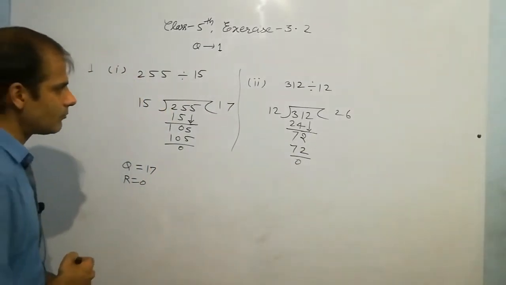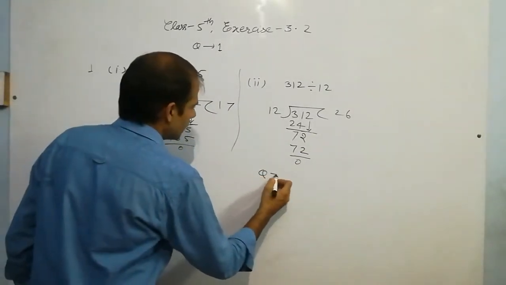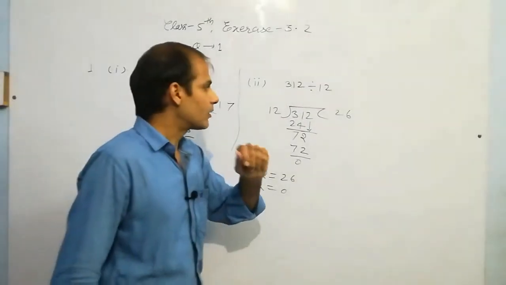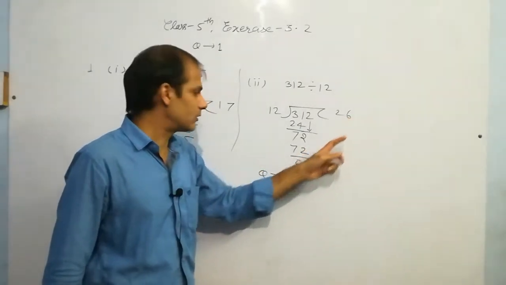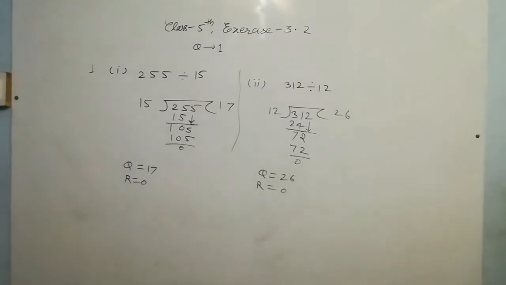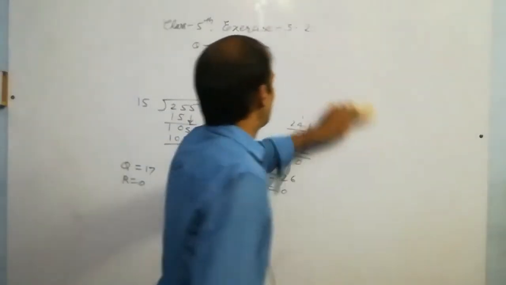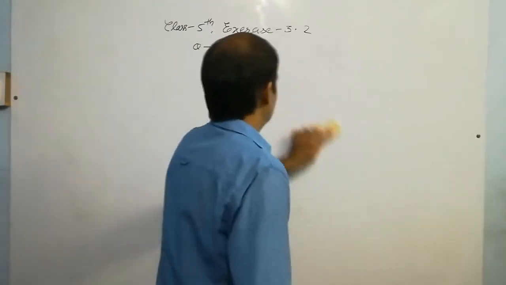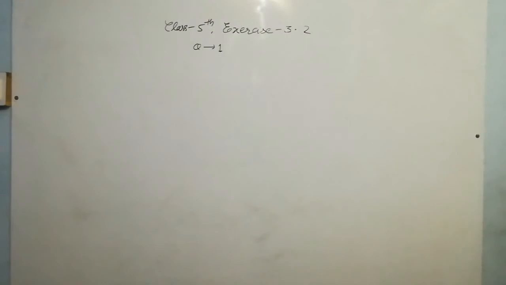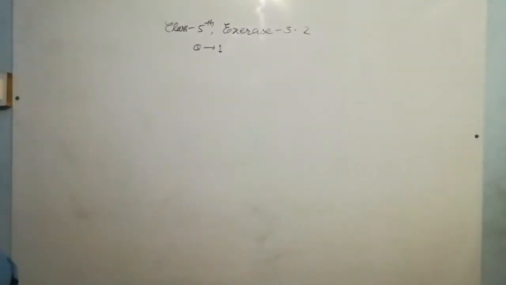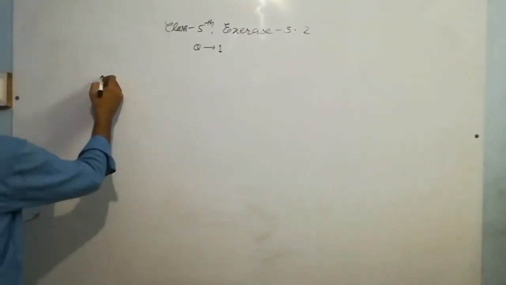Okay, now we have quotient equals 26 and remainder equals 0. Again I tell you, this is quotient, this is remainder. So this is the answer of second part. Note it down. I hope students you are getting well. So all these questions which are the part of first question are related to division, and I solve third part.